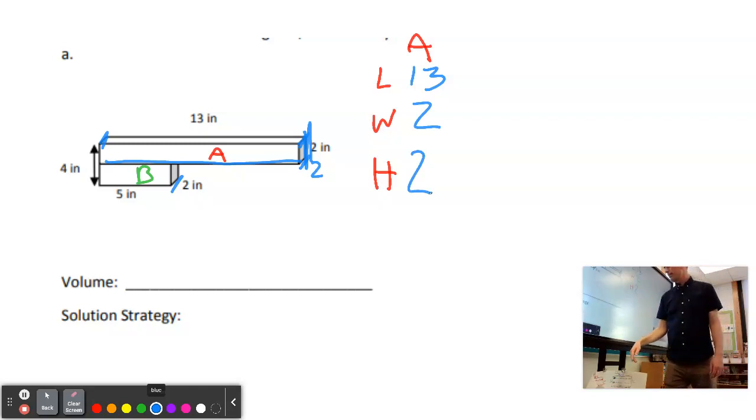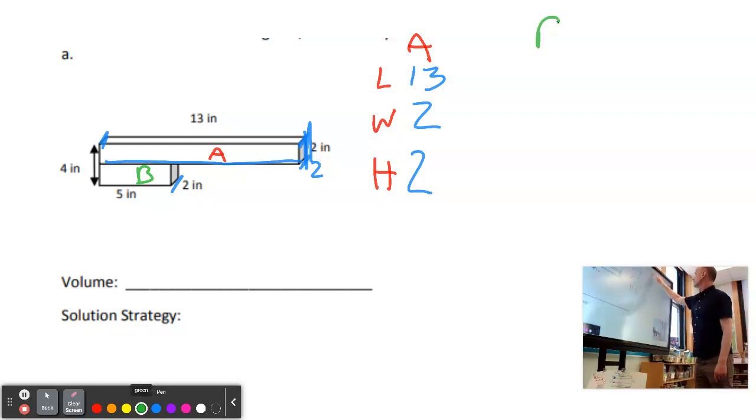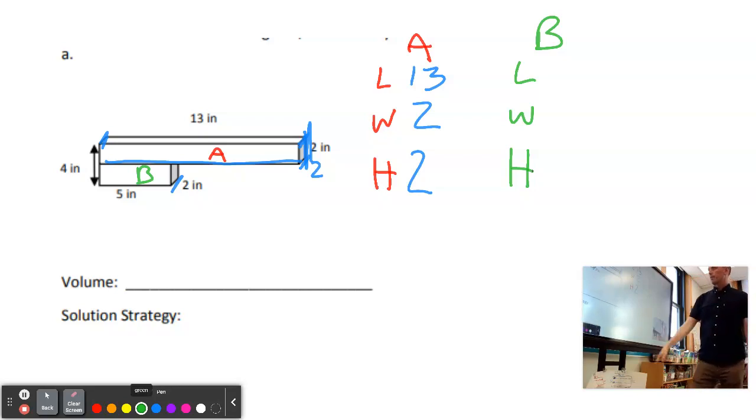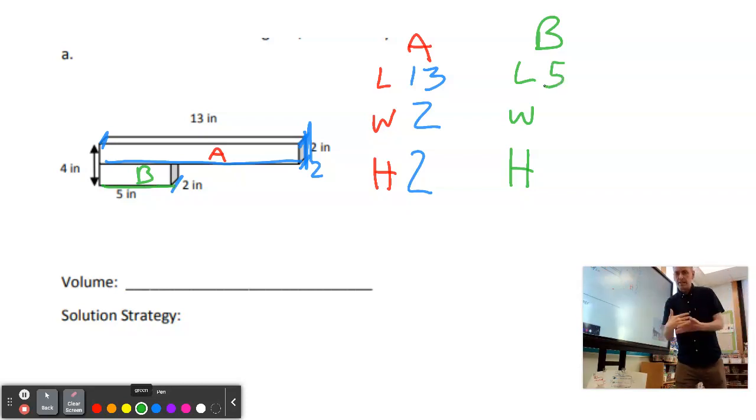Now we can move on to B. That's in green. So for B, set it up, B, length, width, and height. All right, so we want the length, which is 5. The width, which is the same width for the entire thing. The width here is 2. And now the height. Okay, so here is the height.